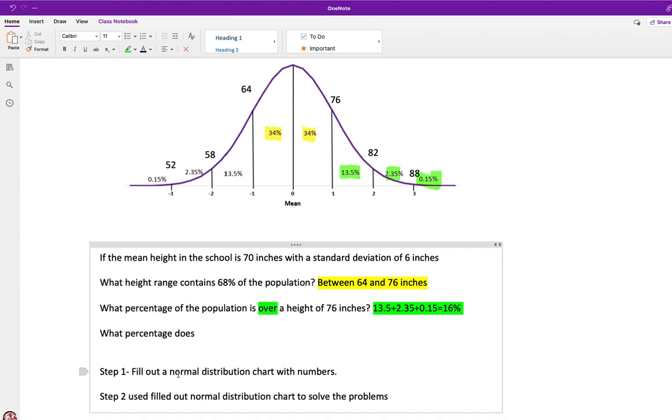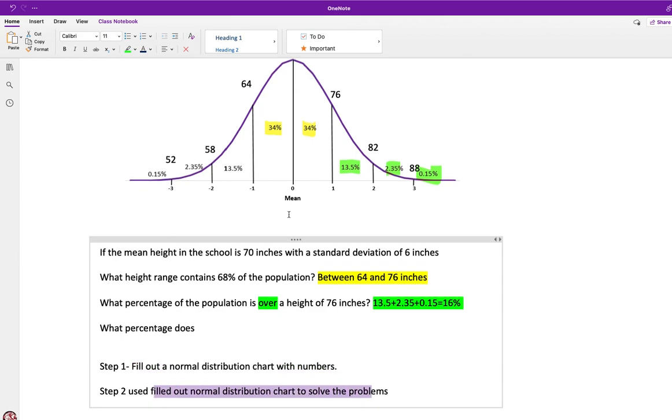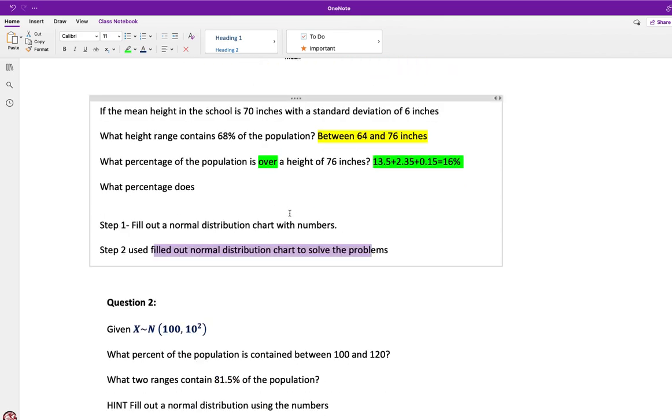So always fill out the normal distribution chart with your numbers, then use the filled out chart to solve the problem. All right, let's look at the next one.